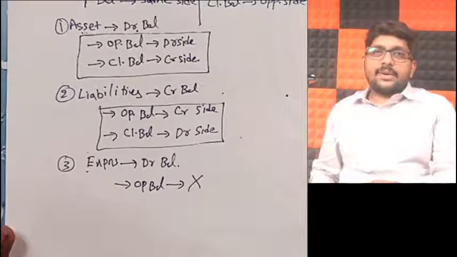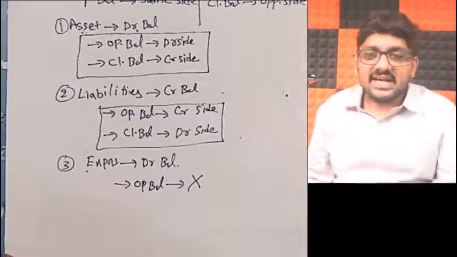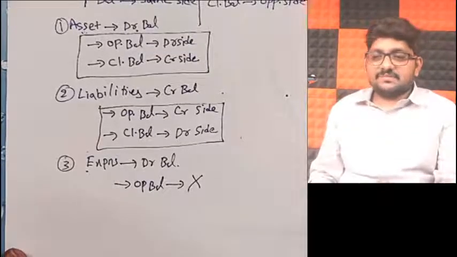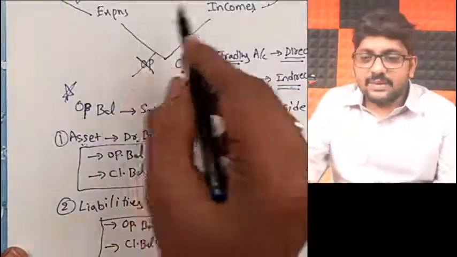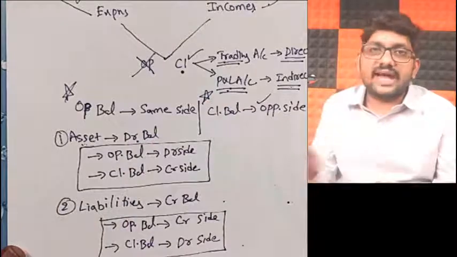For expense, there is no opening balance. Understand? Because there is no opening balance. Just now we discussed, right? Expenses and incomes will not have an opening balance because we don't carry forward anything.